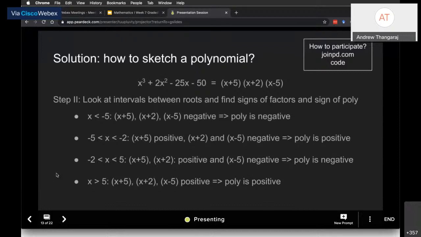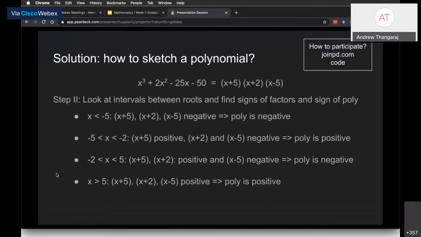At -5, I know it's 0. At -2, I know it's 0. At 5, I know it's 0. What about in between? What about values less than -5? What about values between -5 and -2? What about values between -2 and 5? What about values above 5?